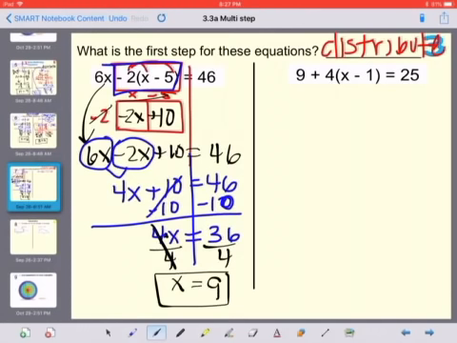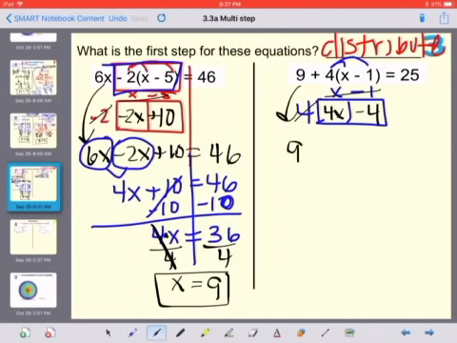Alright, next one like this, same thing. We need to distribute first. Some of you can multiply like this without drawing your box. I'm going to draw the box to multiply. We have 4 and then x minus 1. So we have 4 times x is 4x. 4 times negative 1 is negative 4. So we're done with those. We have 9 plus, this is a positive, that's why I'm putting a plus, plus 4x minus 4 equal to 25.